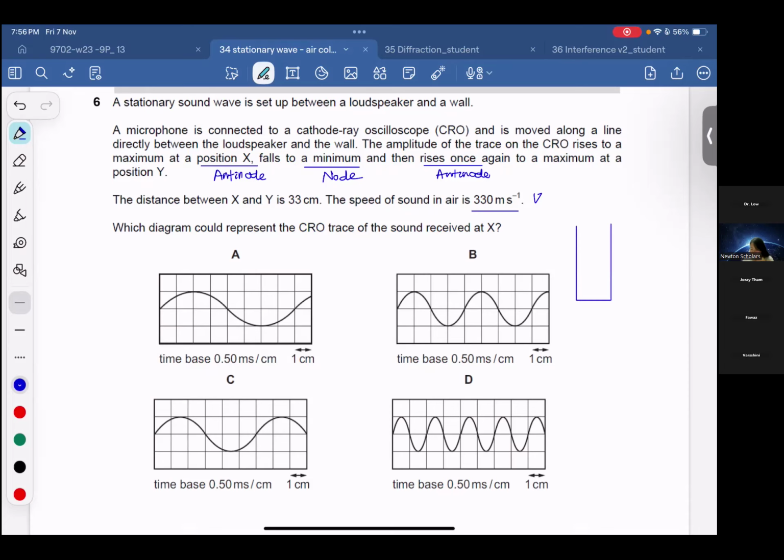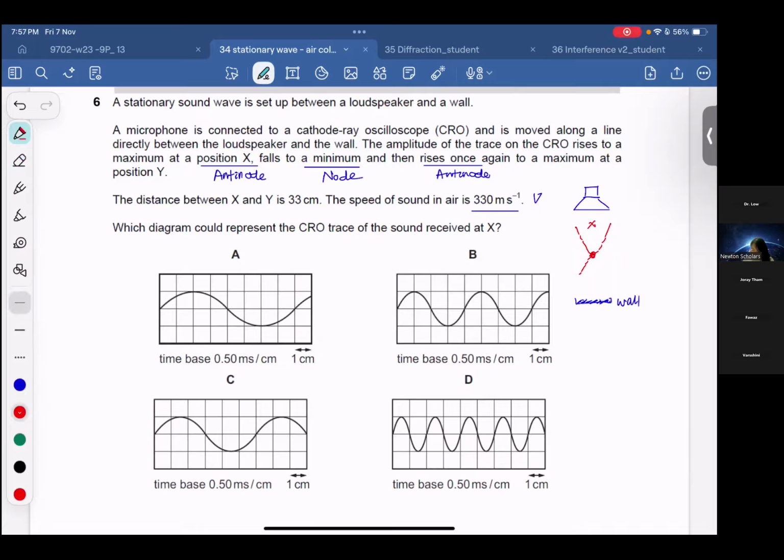A loudspeaker and a wall. If like this, I draw. Let's say this is the wall, and this is the loudspeaker. I understand that the wall must be a node, okay? So here they say there is an antinode, and here is X. X is an antinode. Then it will experience a node, then it will have an antinode here, at point Y. So somewhere here is the antinode.